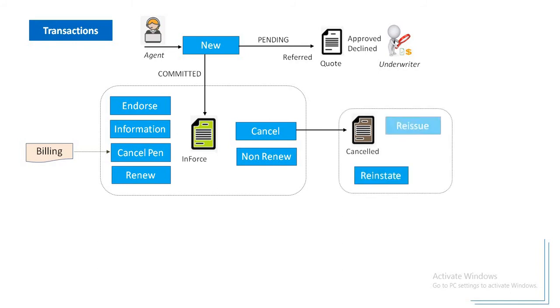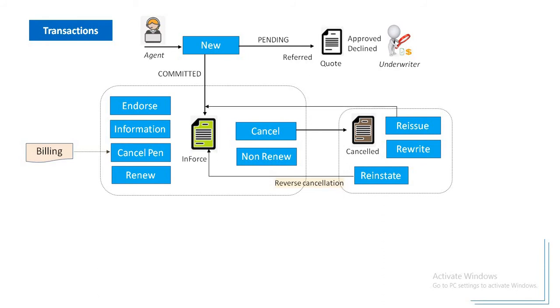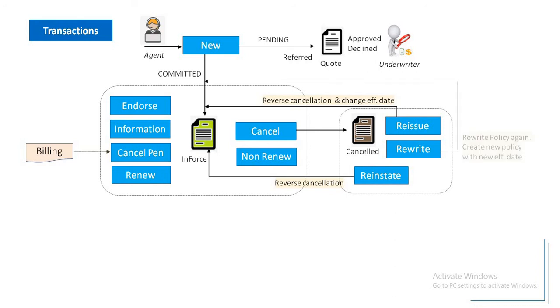Reinstate, reissue and rewrite can be performed on the cancelled policy. The reinstate transaction reverses a cancellation and sets the status to the original status before the cancellation was performed. The reissue transaction also reverses a cancellation, but the difference is that it changes the policy effective date, which is the cancellation date. The rewrite transaction rewrites a cancelled policy. It creates a new policy with a new effective date.